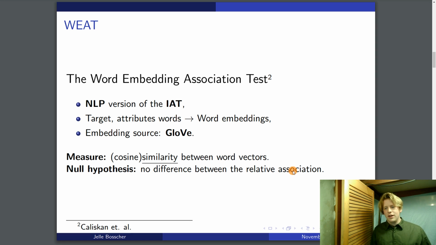The word embedding association test can be seen as the NLP version of the IAT, and instead of using the words themselves and the reaction time, it now uses word embeddings, a model of distributional semantics, namely GloVe, or the global vectors. And instead of measuring response time, it measures the cosine similarity between the word vectors representing the words. The null hypothesis is again that there is no difference in relative association, so we expect that the two sets of target words are as similar to the attribute words in terms of cosine similarity.